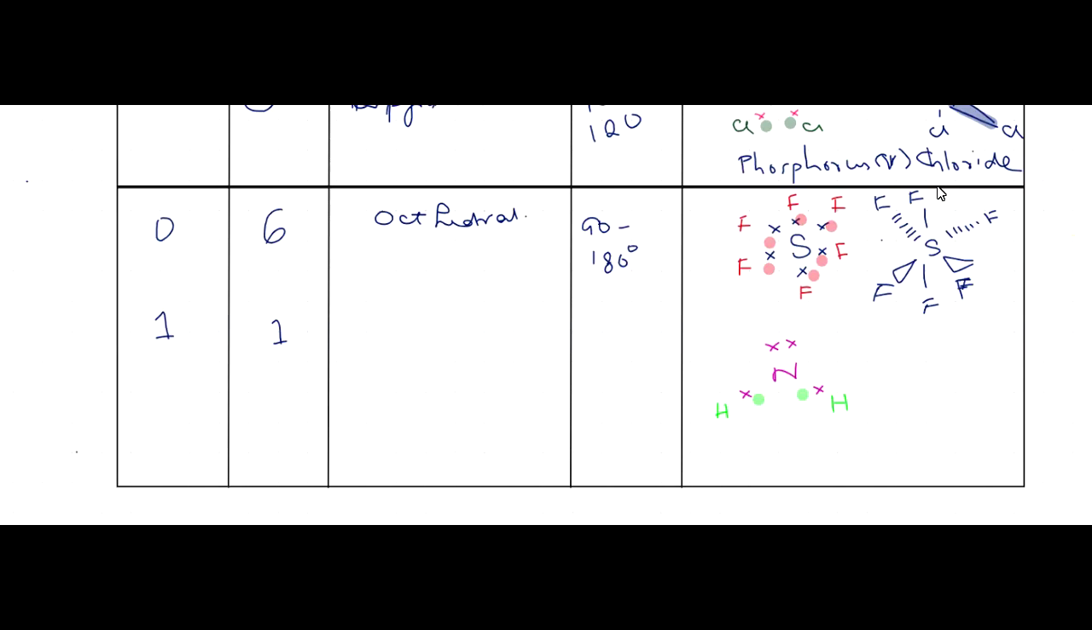The greatest amount of repulsion is between two lone pairs. Then moderate repulsion is between one lone pair and one bonded pair, and two bonded pairs have the least amount of repulsion. So the most amount of repulsion is between these two. Do you see? They are as far away from each other as possible. The bonded pairs are not that far away from each other.